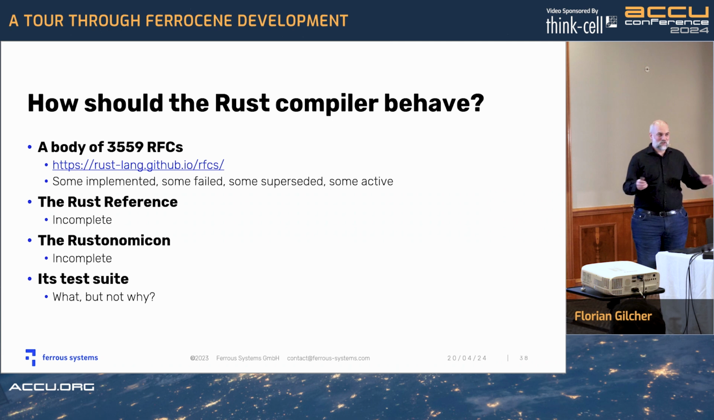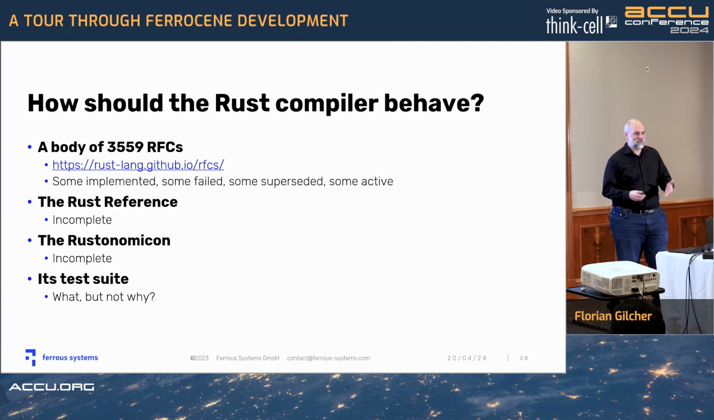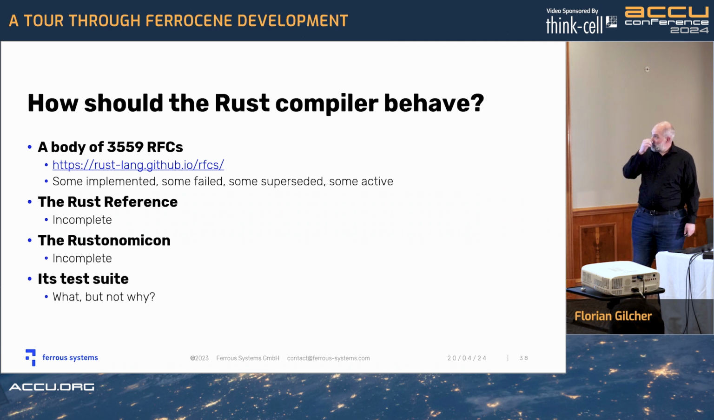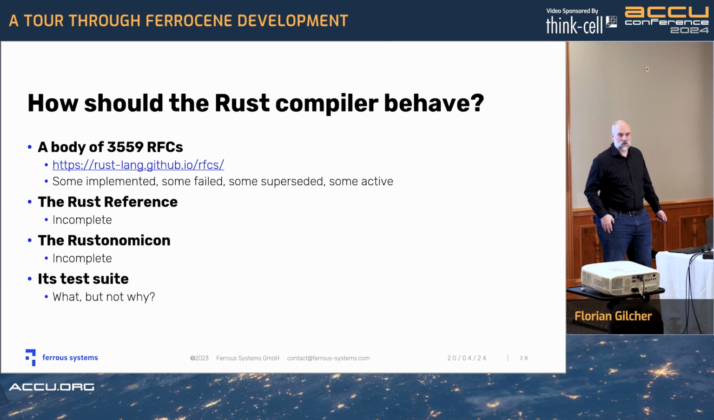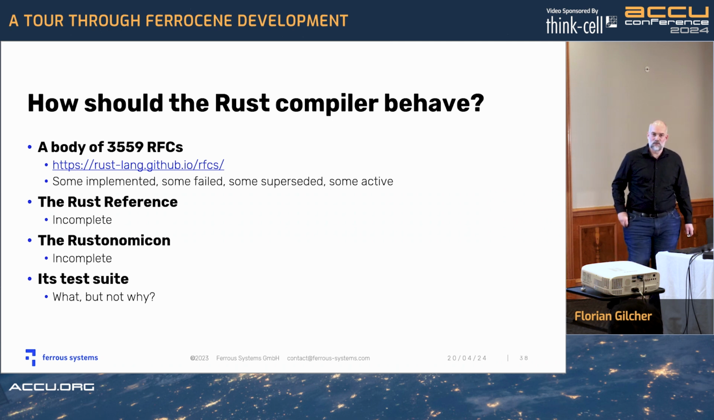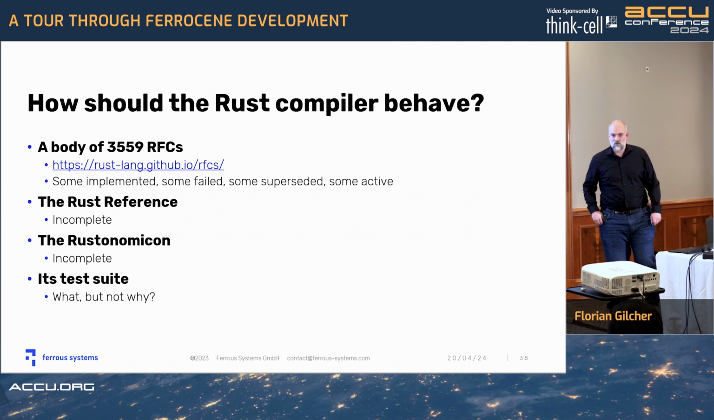So, talked about how can we inject errors, but the question is, there's trivial errors, like, okay, you run this on a processor and it bursts in flames or something like that, but what is actually the intended behavior? And now we run into a problem. There's a body of 3,559 RFCs. Some of them are implemented, some are policy, some are failed, some are succeeded, some are active, currently half implemented, some of them are half implemented and then dropped.